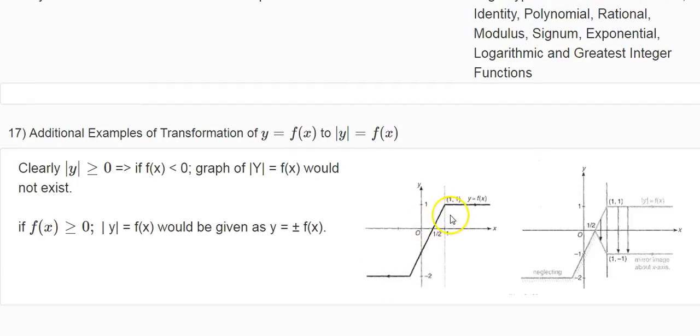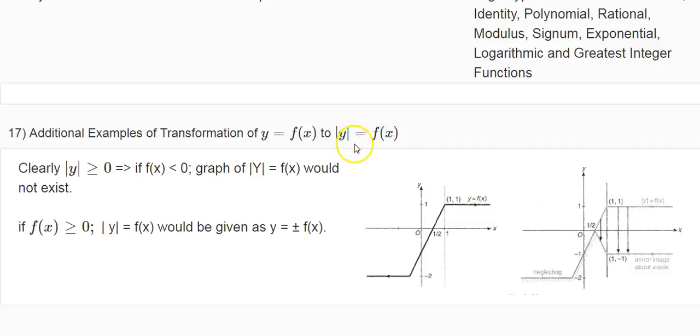Now in case of y is equal to modulus of f(x), what we had done, after ignoring this portion of the graph, we had taken the mirror image of this portion like this, and this was the final graph for y is equal to modulus of f(x). So the first part is the same in both cases, that we have to ignore that portion of the graph where the value of f(x) is negative, because in this case also, since modulus of y cannot be negative, we have to ignore this portion of the graph. Now we are left with this portion of the graph only.